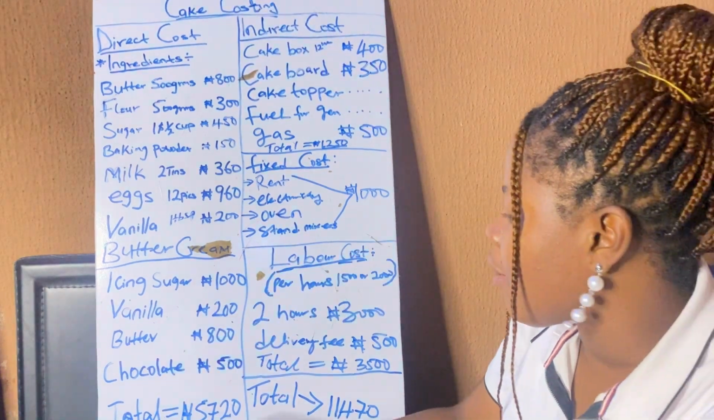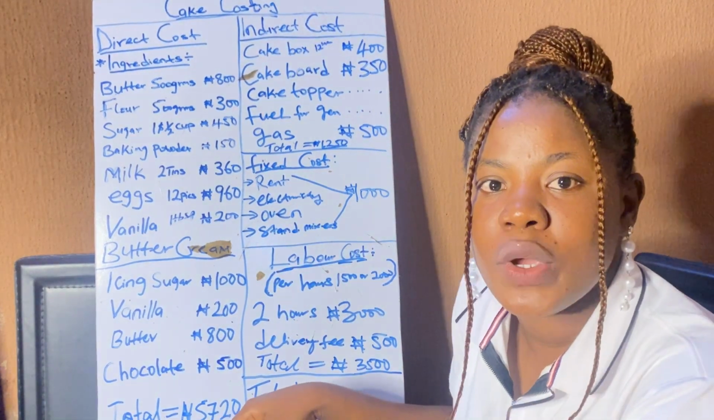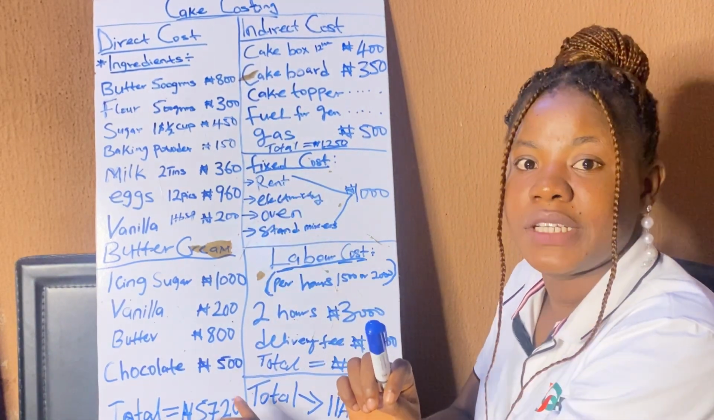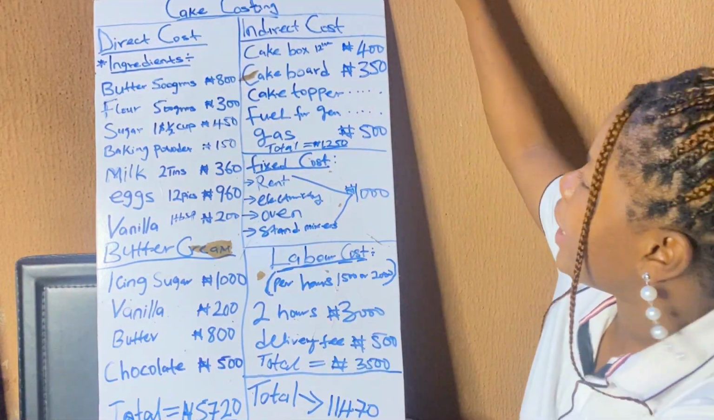I have a total of 5,720 naira for my direct costs. I already totaled it down there. So let's go to our indirect costs.